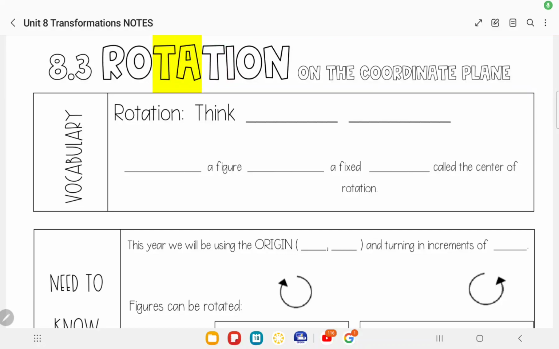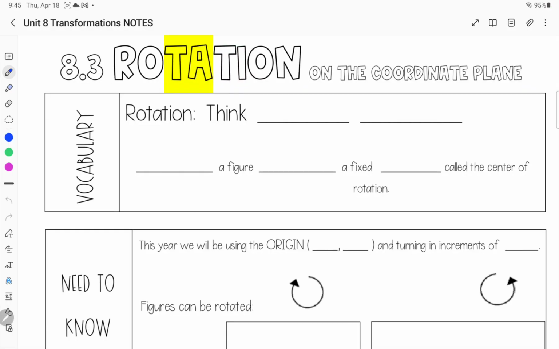Working with rotations, like the Earth rotates around the solar system. I mean, the sun. We're part of the solar system. So when we think of a rotation, the T and the A stand for turn around.